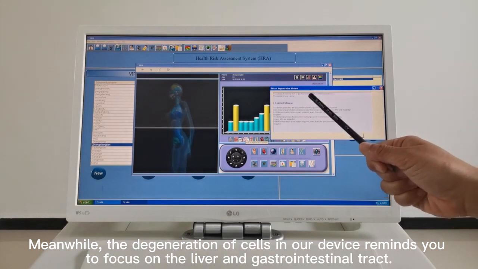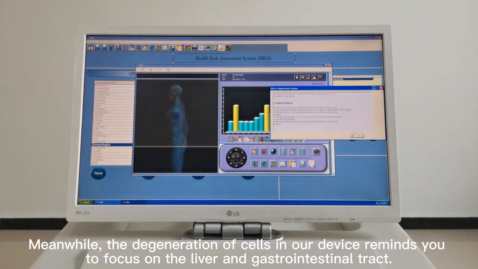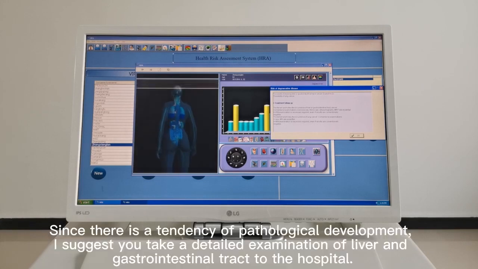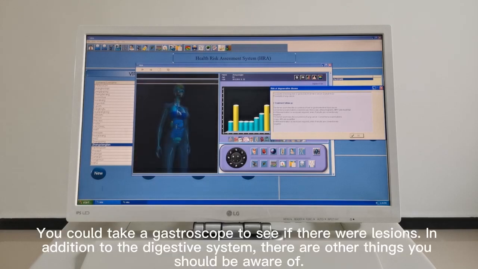Meanwhile, the degeneration of cells reminds you to focus on the liver and gastrointestinal tract. Since there is a tendency of pathological development, I suggest you take a detailed examination of the liver and gastrointestinal tract in hospital. You could take a gastroscopy to confirm whether there are lesions. In addition to the digestive system, there are other things you should be aware of as well.